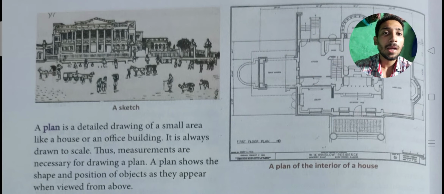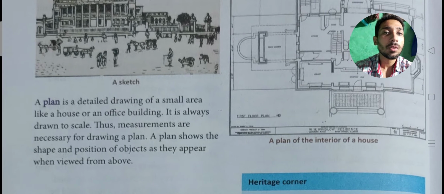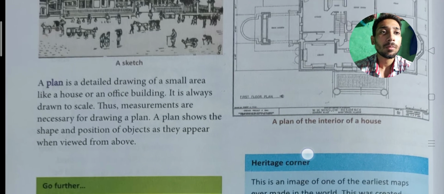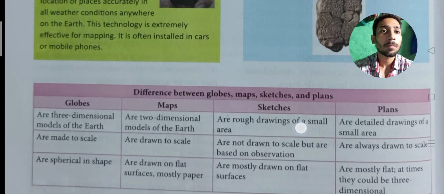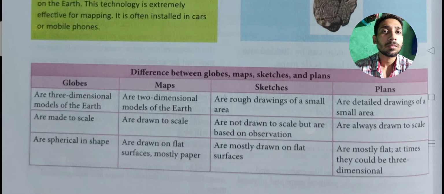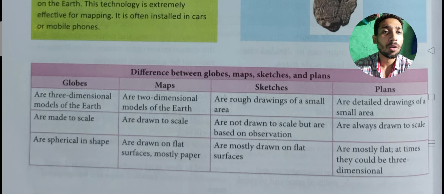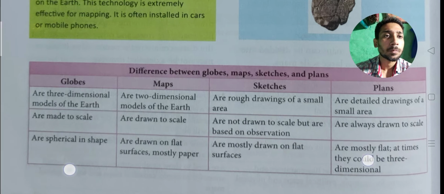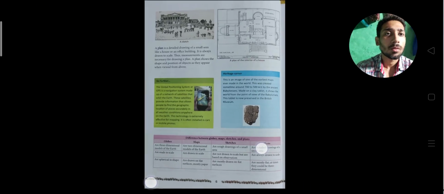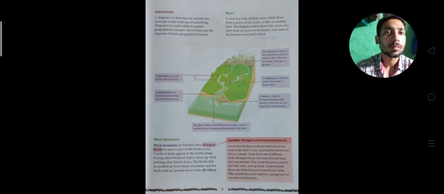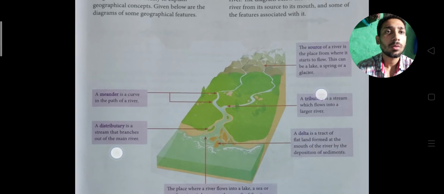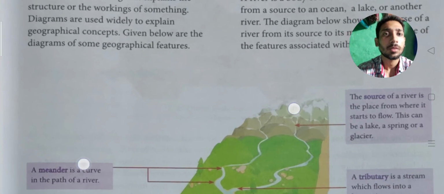A plan shows the shape and position of the object as they appear when viewed from above. Thereafter we can see the difference between globe, map, sketch and plan, as I have told you before. Now we are going to the diagram.